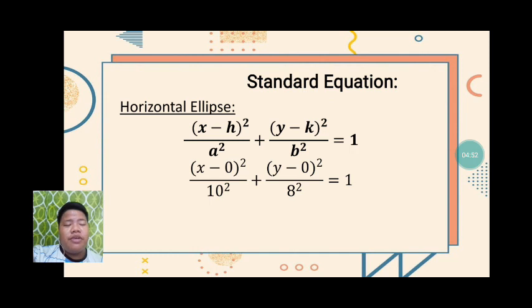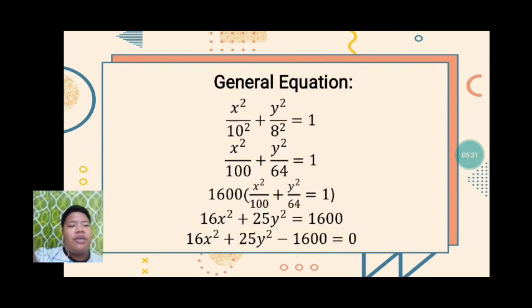We will simply use the formula: the quantity x minus h squared over a squared, plus the quantity y minus k squared over b squared, is equal to 1. Just simply substitute the given values of the center, which is 0, 0. Therefore, it will become the quantity x minus 0 squared over 10 squared, plus the quantity y minus 0 squared over 8 squared, is equal to 1. So this is now our standard equation. Next is our general equation.